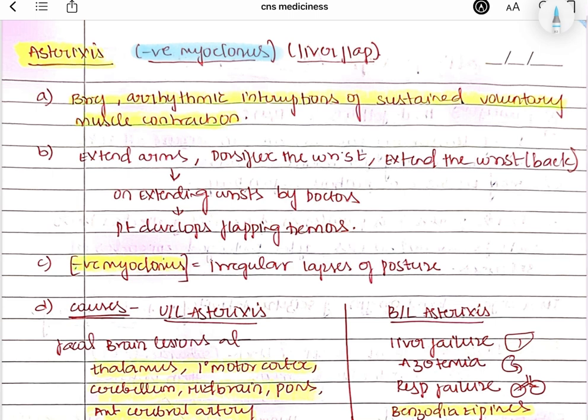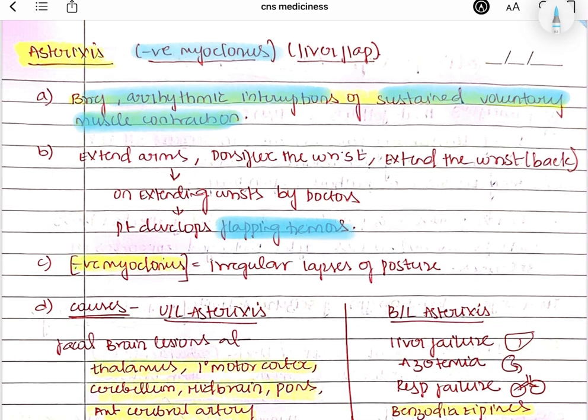So what is happening here? There are brief irregular interruptions of sustained voluntary muscle contraction. First we'll ask the patient to extend his arms and dorsiflex the wrist. And then we'll extend the dorsiflexed wrist further. On extending the wrist further, the patient will develop flapping tremors. This is a clinical sign called Asterixis.